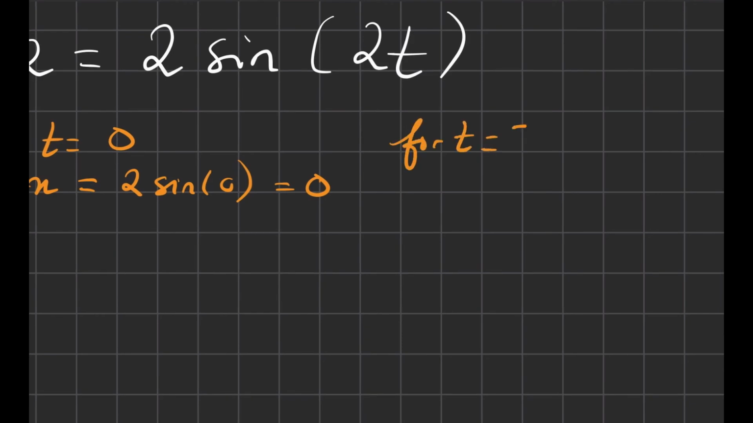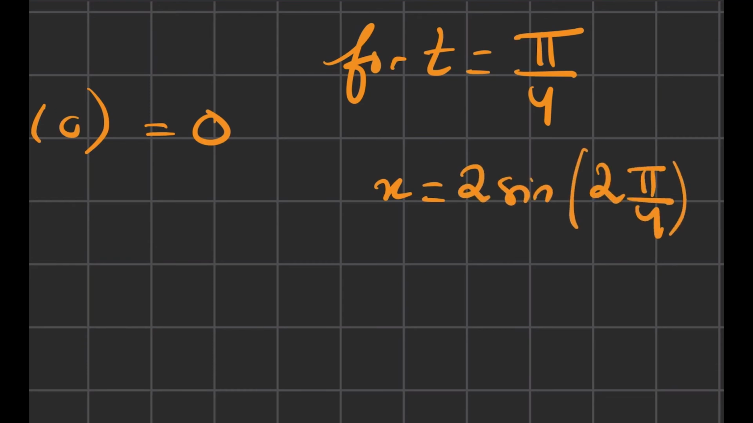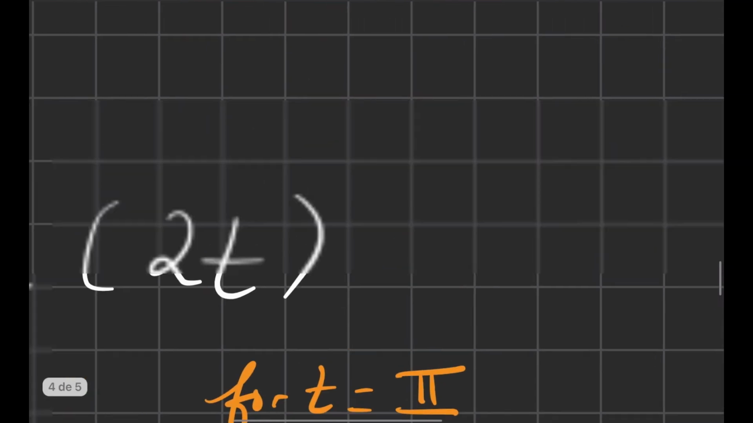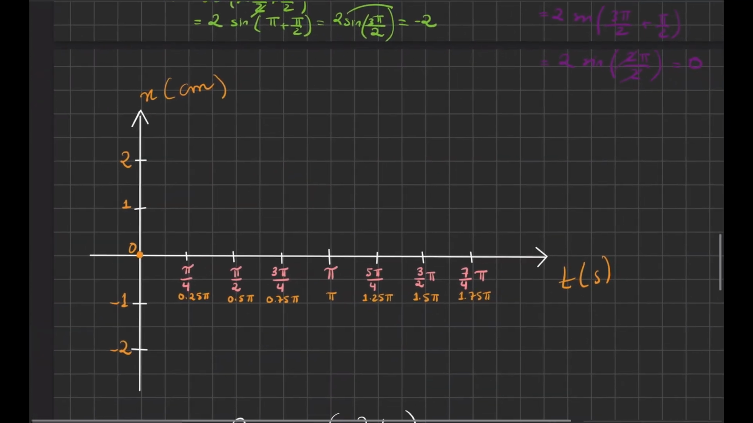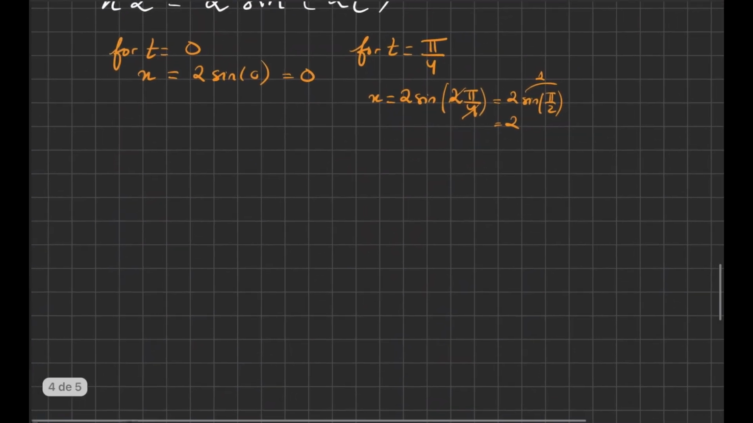Now, for t equals pi over 4, x would be equal to 2 sine 2 pi over 4. 2 pi over 4, that's pi over 2, so 2 sine pi over 2. And sine pi over 2 is 1, so that would be just 2. Let's go up here. And for t equals pi over 4, x equals 2.